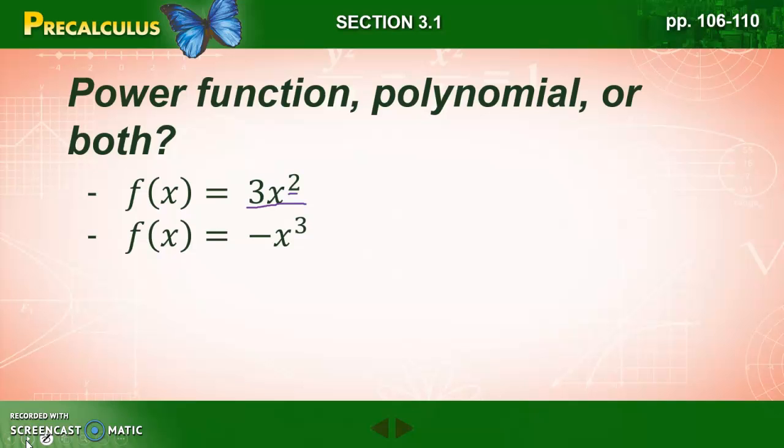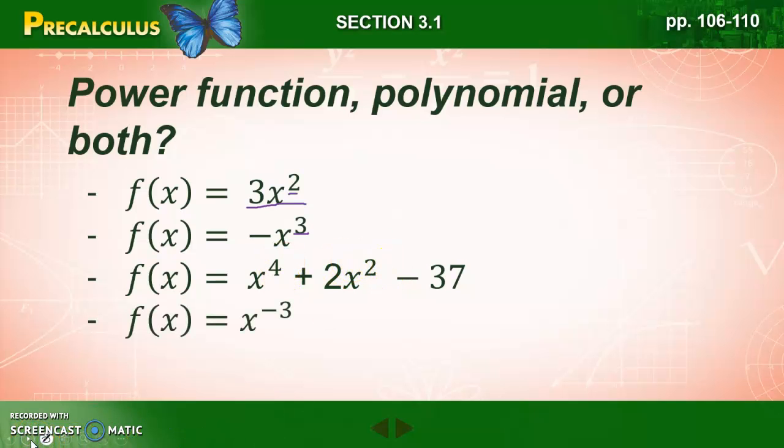What about f of x equals negative x cubed? Which one is that? Power function, polynomial, or both? Hopefully you said again, both. Power function and polynomial, it would qualify as both. As long as we have this positive exponent here, it's going to qualify as both. What about this function? Hopefully you said polynomial. We know it cannot be a power function because it has more than the one term. It can still be a polynomial, however, because it does have positive exponents.